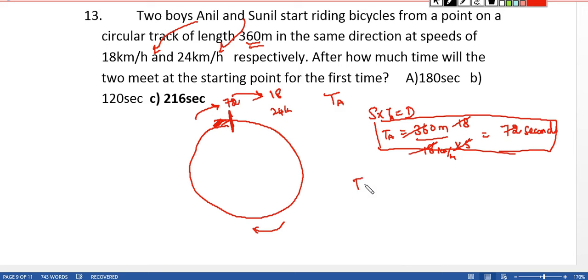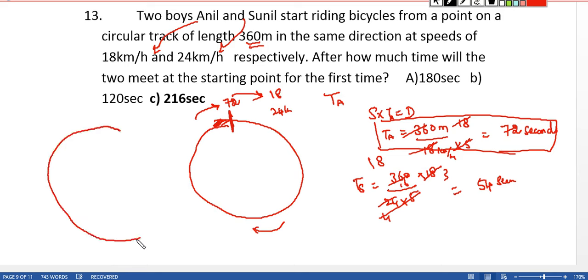The time taken by Sunil is what? Distance 360 meters by his speed, 24 into 5 by 18. This is 20, 18, 36, 54 seconds. So the time taken by Sunil is 54 seconds. I'm just going to put the same track here. The time taken by Sunil to reach the starting point is 54 seconds.